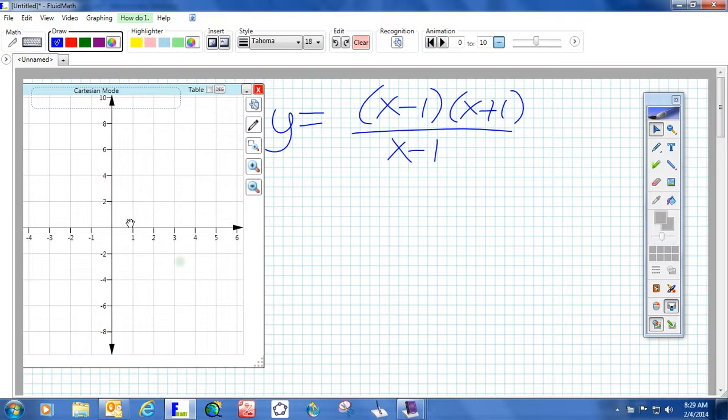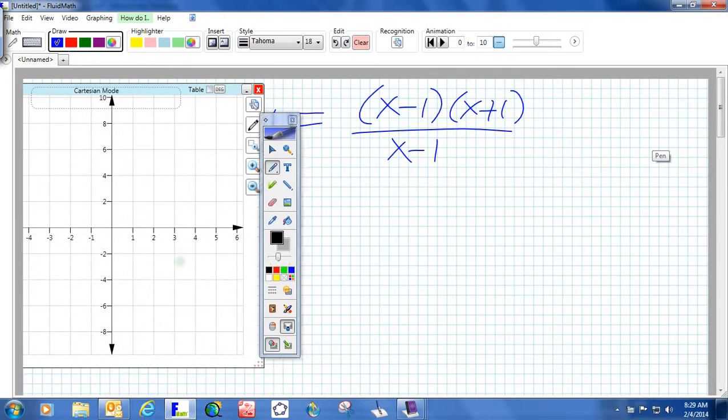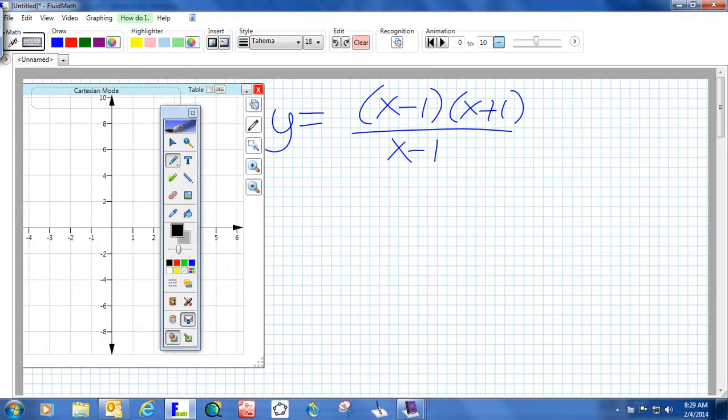So this is the point in time where you may want a graphing calculator, trying to verify this a little bit. But I would definitely write down that I'm going to have a hole in the graph at an x value of 1.